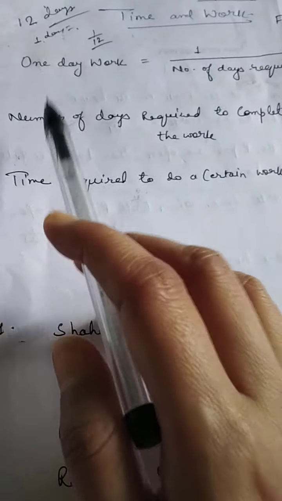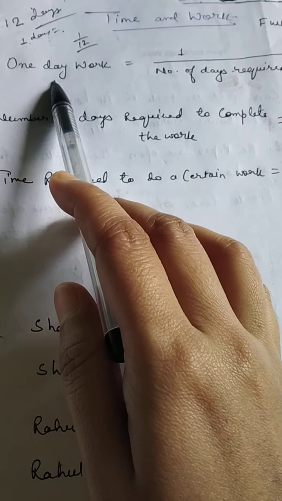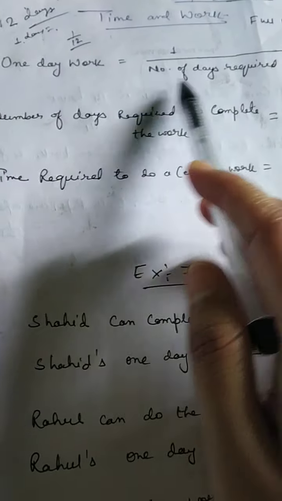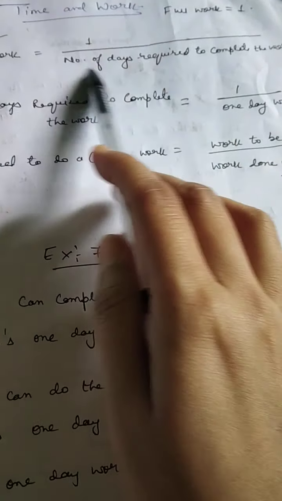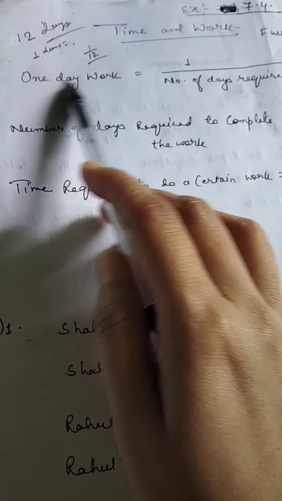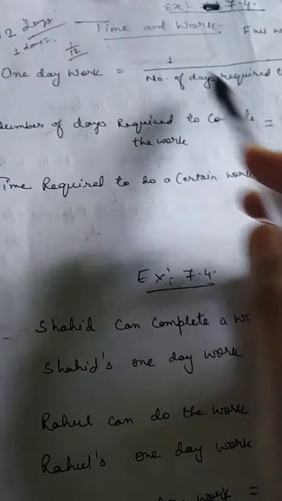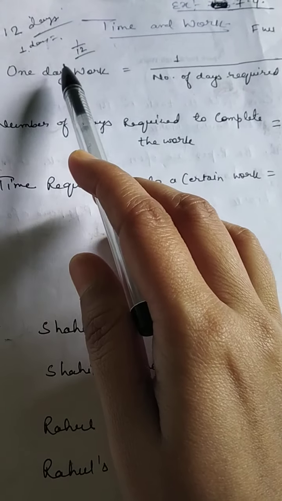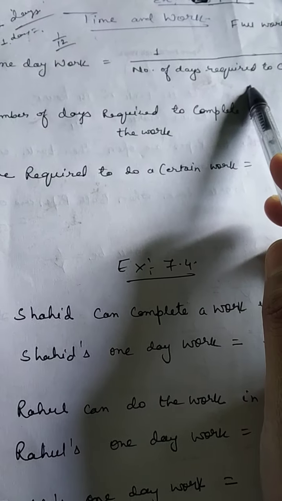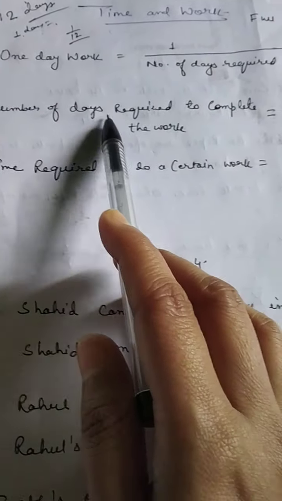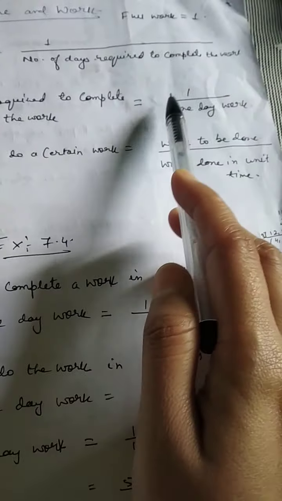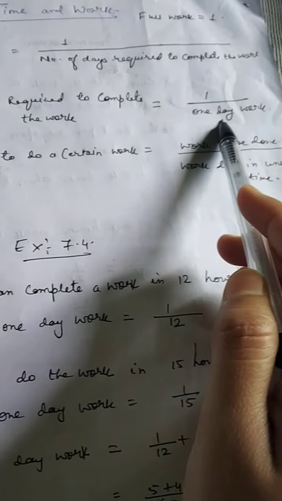Got it? And if you know the one day work and you have to find out the number of days required to complete the work, then what we will do? You will write this one this side and one day work here down. It will come down and it will go this side. Means number of days required to complete the work is equal to 1 by one day work.